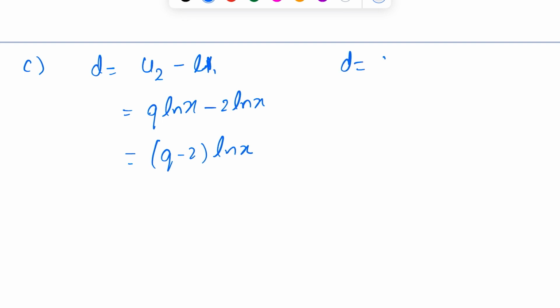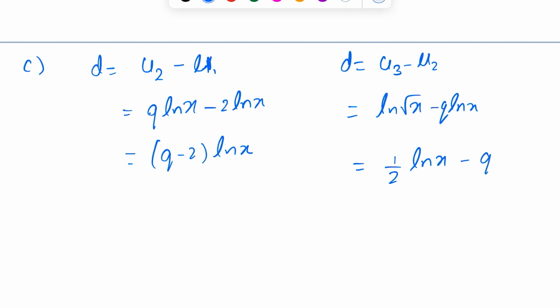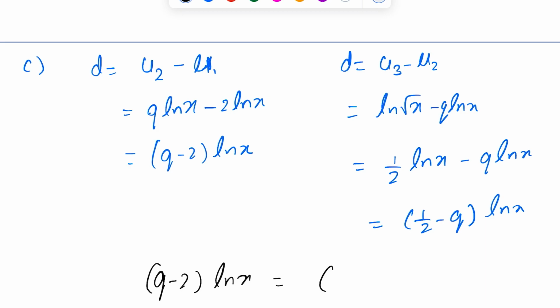Same is the case, it should be equal to u3 minus u2. What is u3 minus u2? ln root x minus q ln x. So again, 1 upon 2 ln x minus q ln x. Then taking ln x common, (1 upon 2 minus q) times ln x. So both should be equal. So what does that become? (q minus 2) ln x should equal (1 upon 2 minus q) ln x.